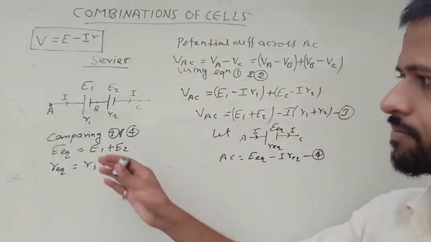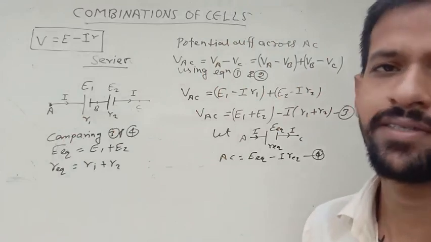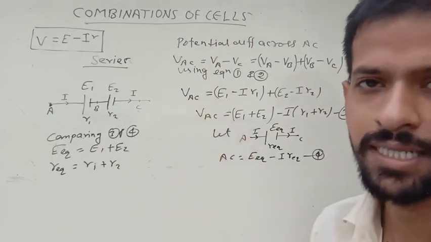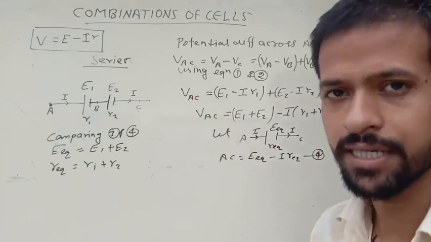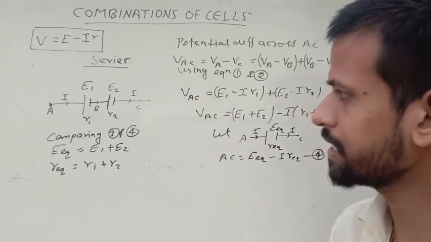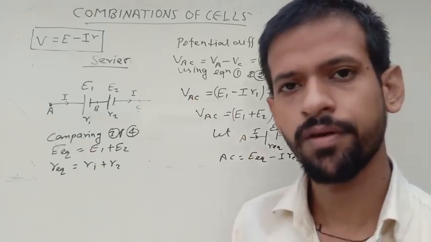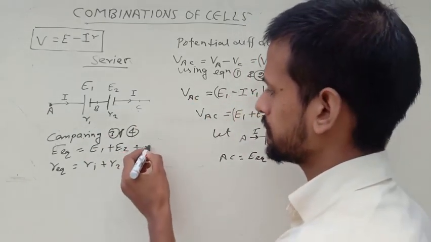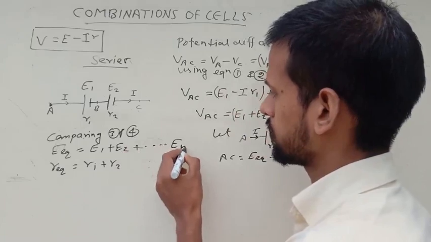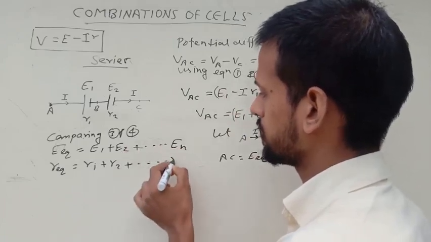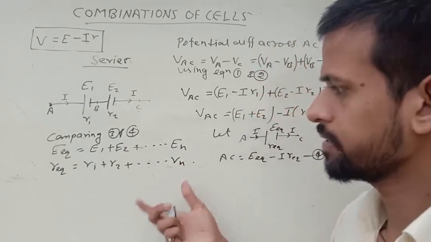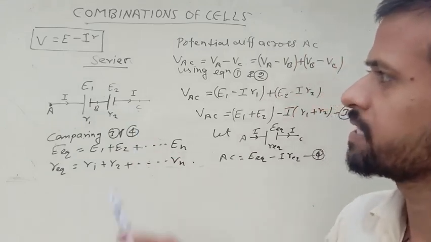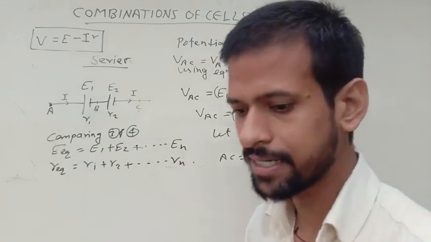If there are n cells having EMFs E1, E2, E3 and so on up to En, having internal resistances R1, R2 and so on up to Rn, then the equivalent EMF is E1 plus E2 and so on plus En, and the equivalent resistance is R1 plus R2 and so on plus Rn. This is the equivalent resistance when the cells are connected in series.